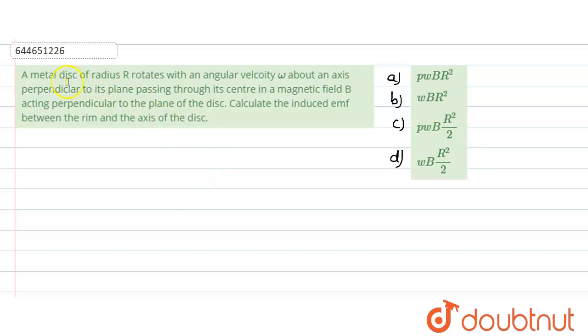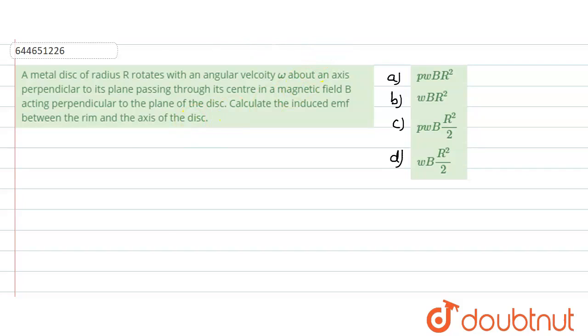Hello everyone, let us start with our question. In this question, what is given? A metal disc of radius r rotated with angular velocity omega about an axis perpendicular to its plane passing through its center in a magnetic field B, acting perpendicular to the plane of the disc. Now, what we need to calculate? We need to calculate the value of the induced EMF between rim and the axis of the disc.